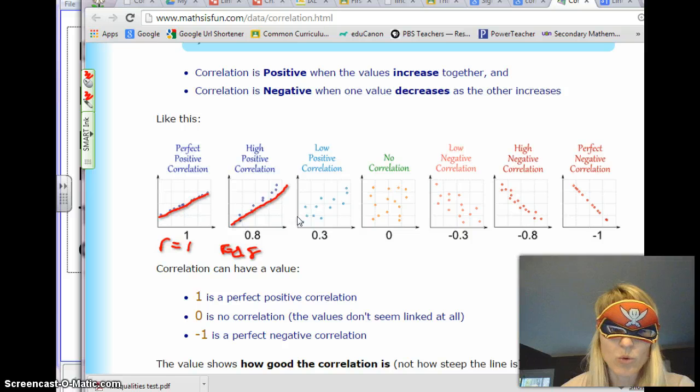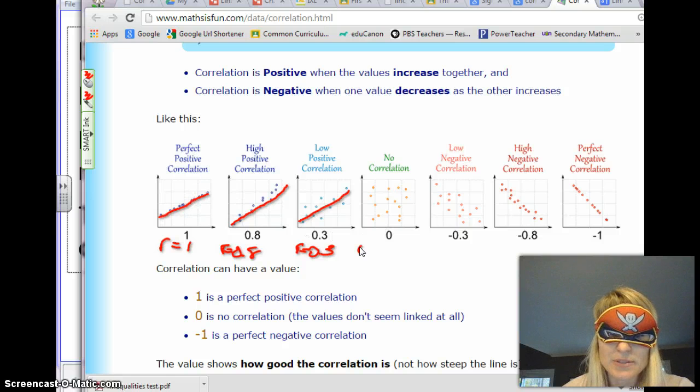Now this is an R of 0.3, right? So I can still tell that these are going up, but if I were to draw a line between them, these are really scattered about from left to right. So we would call this a weak positive or low positive correlation. You know, 0.9, 0.8 would be a high positive correlation, and a 1 is the perfect.